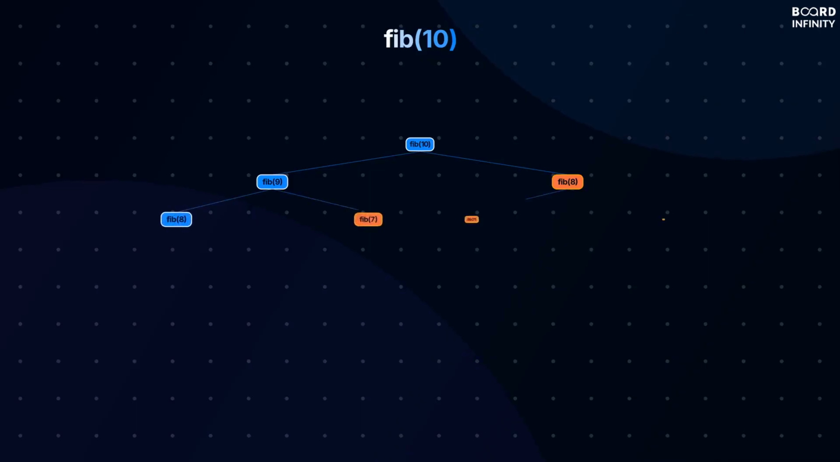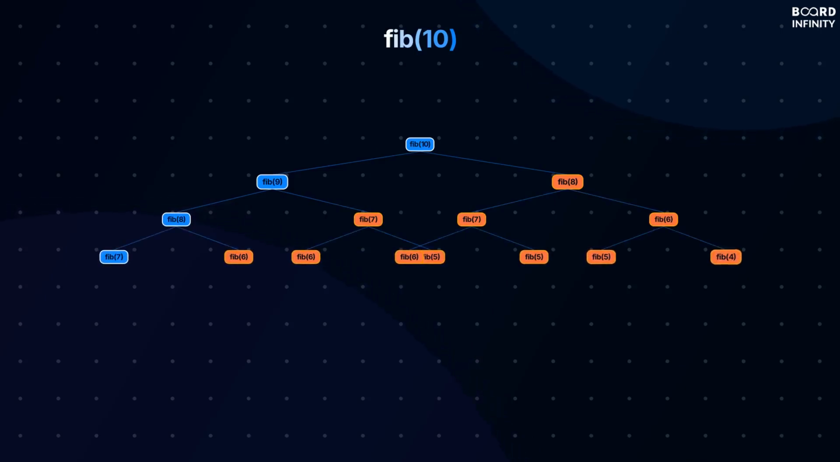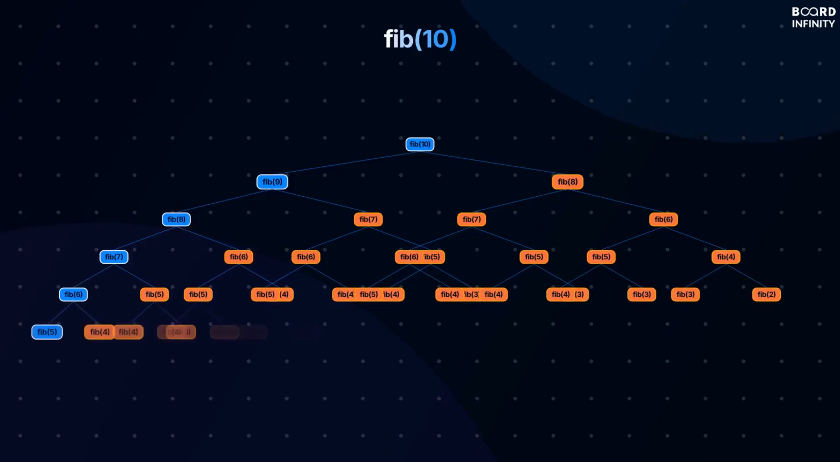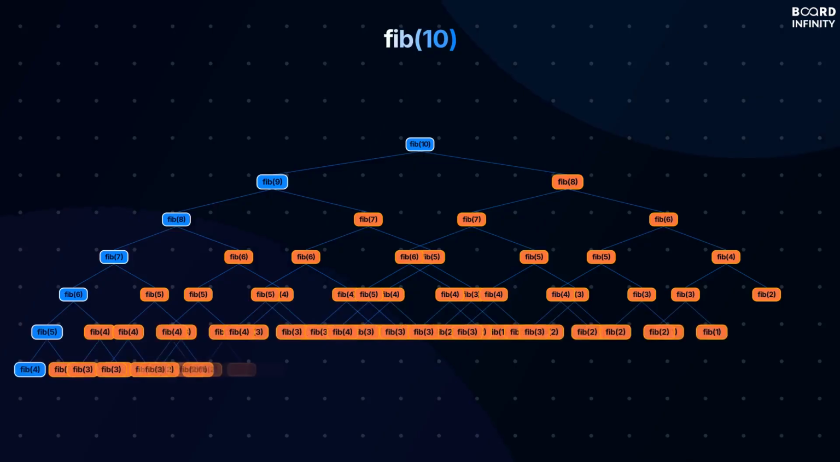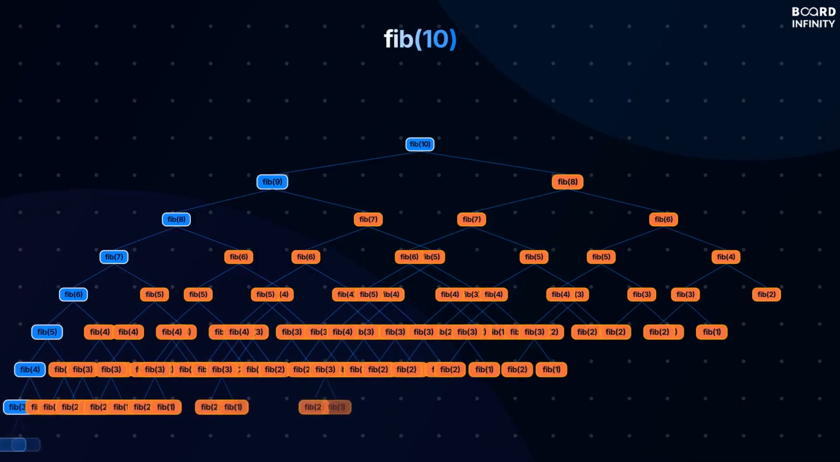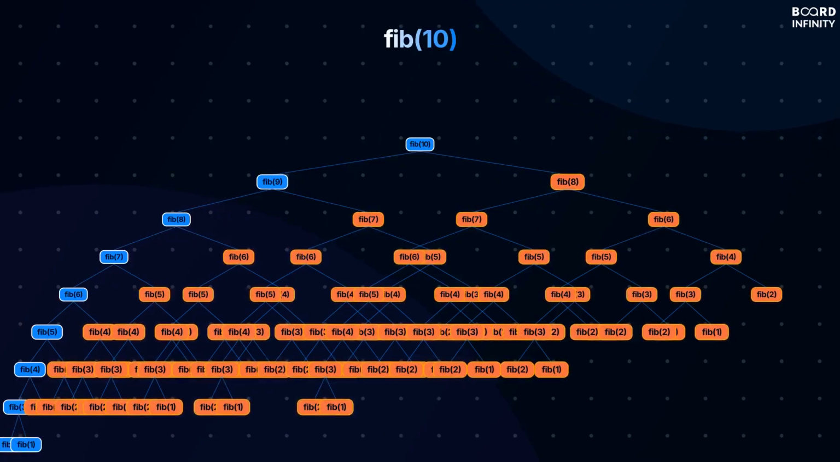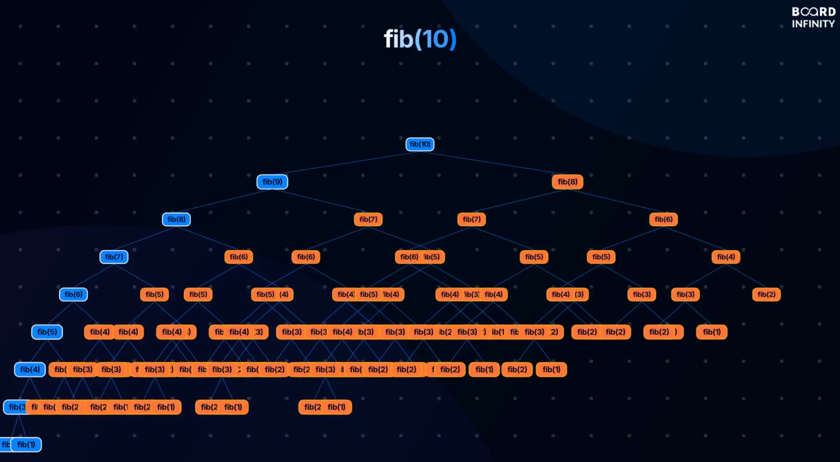You run it. And then, you wait. And wait. Minutes pass. The interviewer is staring. Your code is still running. Why? Because to compute fib of 10, your function has to compute fib of 9 and fib of 8. But fib of 9 needs fib of 8 and fib of 7. Notice fib of 8 appears twice already.